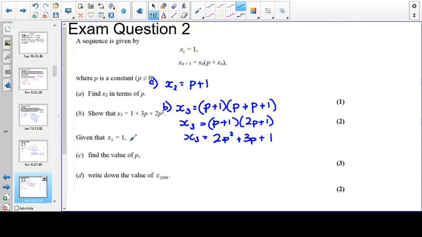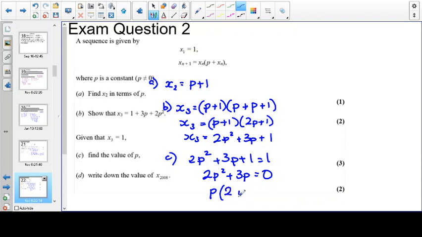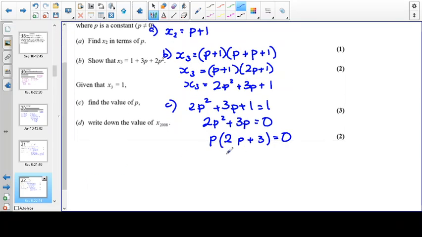Given that x3 equals 1, find p. So similar to what we've just done, that's equal to 1. So 2p squared plus 3p plus 1 equals 1. So if I take the 1 off both sides, I'll get 0. There's no constant term, which means I just need one set of brackets. 2p plus 3 equals 0. So either p is 0 or p equals minus 3 halves.